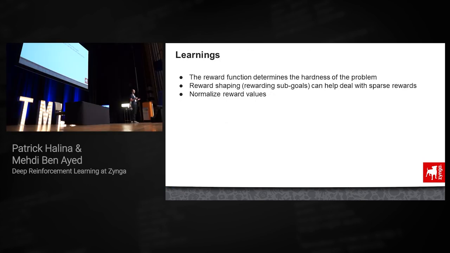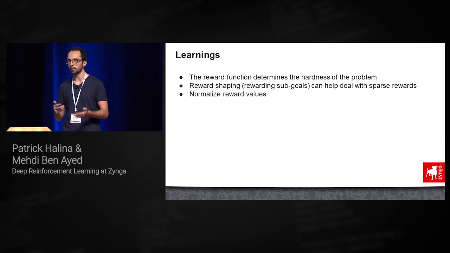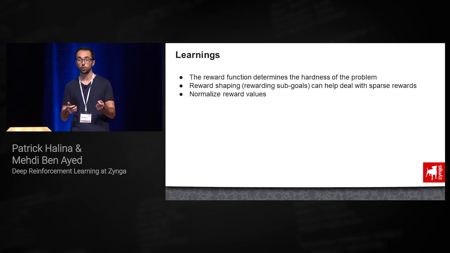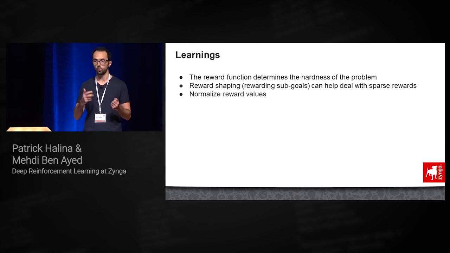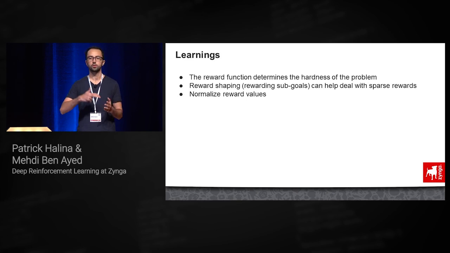So the learning from this is, as the problem you're trying to solve gets more complex, this reward function becomes even more complex. And this is usually the case if you're using reinforcement learning to solve a problem. Reward shaping is a good tool to make it learn faster, but you have to be careful when balancing that reward with the main goal reward. And reward normalization is useful when your rewards are large.